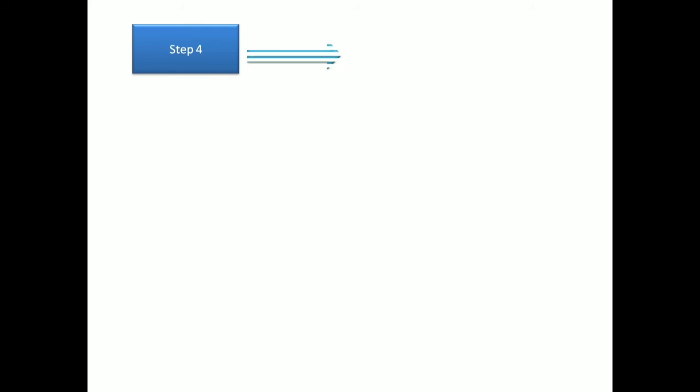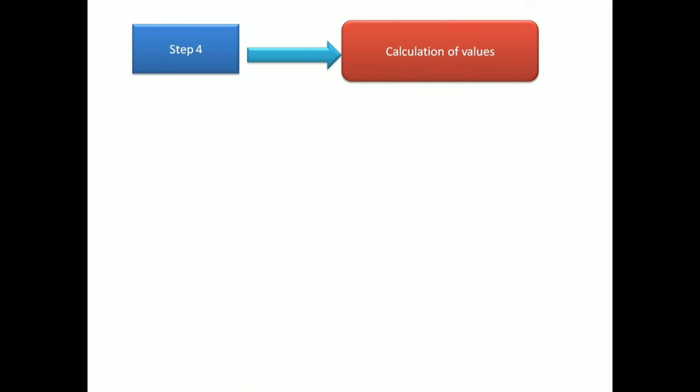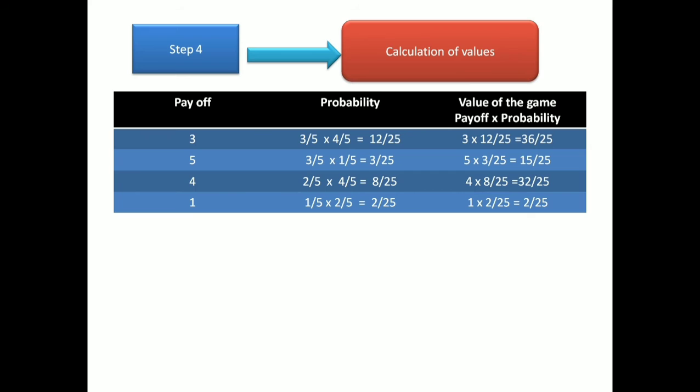Then the next one is step 4. You have to put the calculated values in a table. There will be a 3-column table. The first column is the payoff, the second column is the probability, and the third column is the value of the game. So value of the game is equal to payoff into probability. You have to enter your payoff values in the payoff column.